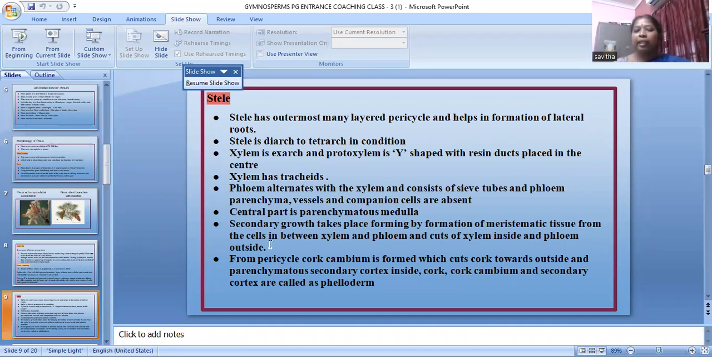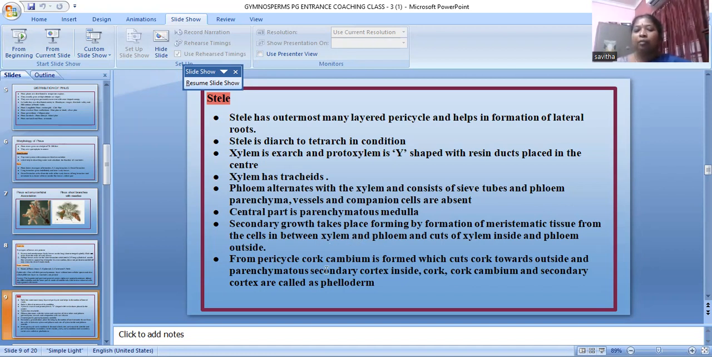Next, in the Pinus root, you will see secondary growth. During secondary growth, meristematic tissue is formed between the xylem and phloem. Xylem and phloem are alternately arranged here because these are radial vascular bundles. From the portion between the xylem and phloem, meristematic tissue arises, which performs the function of the cambium and cuts off xylem inside and phloem outside.